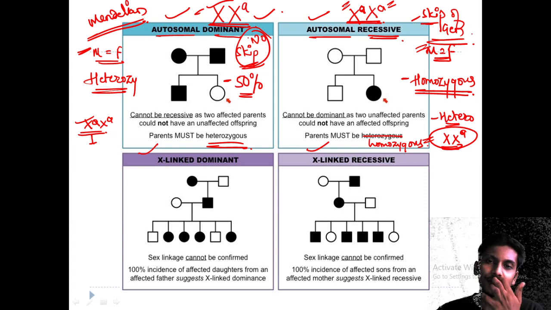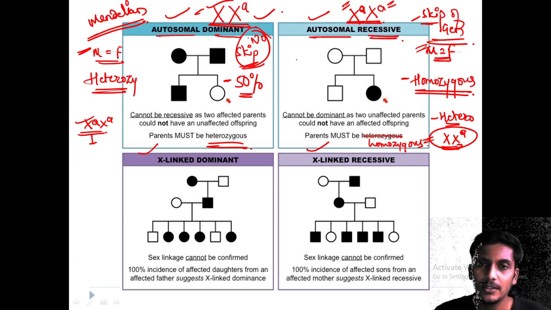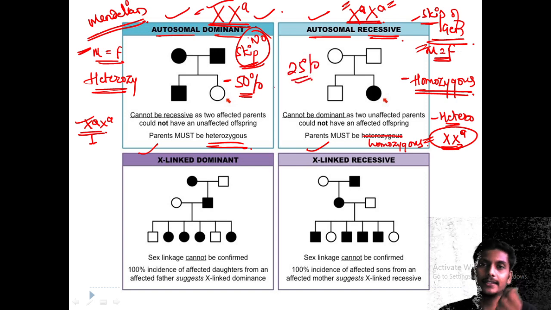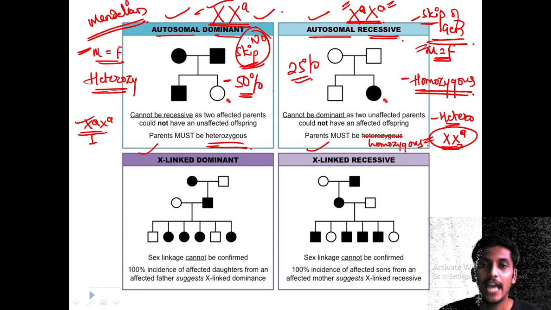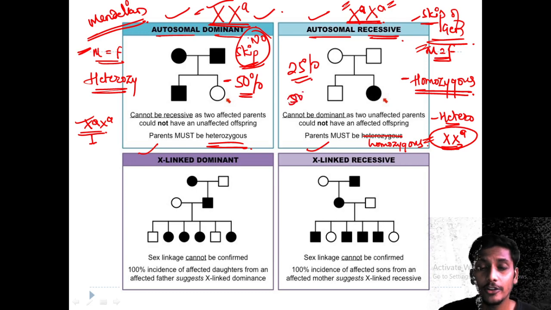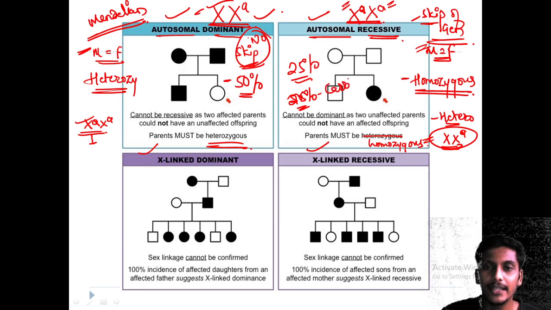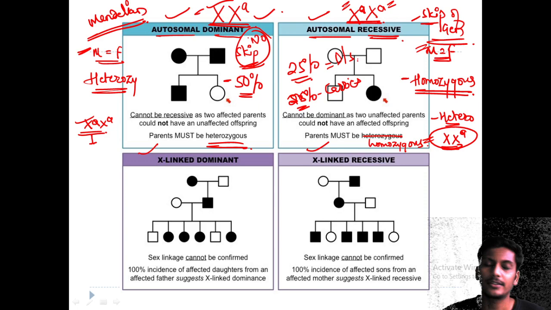And how much percentage of the progeny is affected? So please remember, 25% of the progeny would be diseased in cases of autosomal recessive condition, and 25% of the progeny would be carriers. So याद रखना, 25% are carriers, 25% are diseased, right, in autosomal recessive condition.